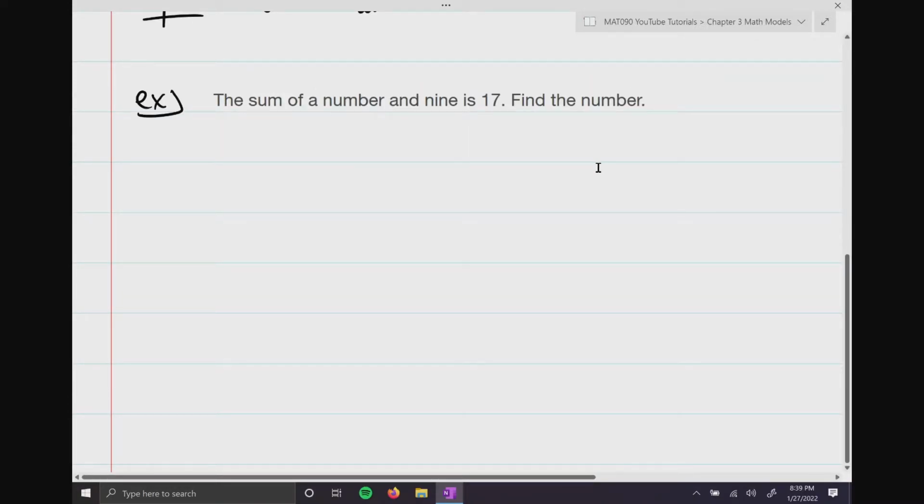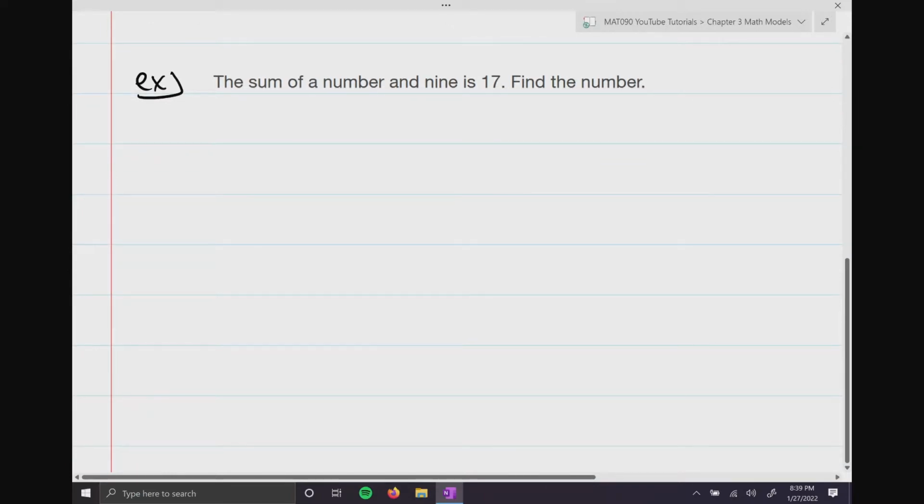All right, now I'm going to be taking these problems directly from our text, so we're going to keep it very consistent. So the sum of a number and 9 is 17. Find the number, okay? So step 1, let's just understand the problem. What are we doing? We are adding numbers. Notice, very general, nothing specific. We're just adding numbers.